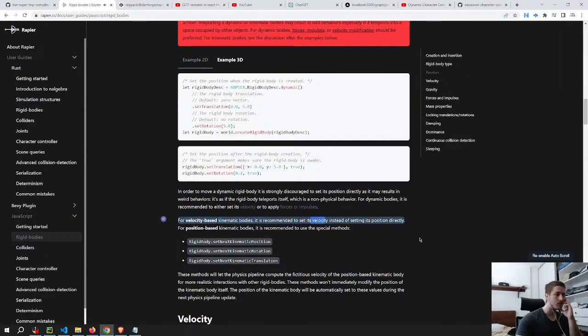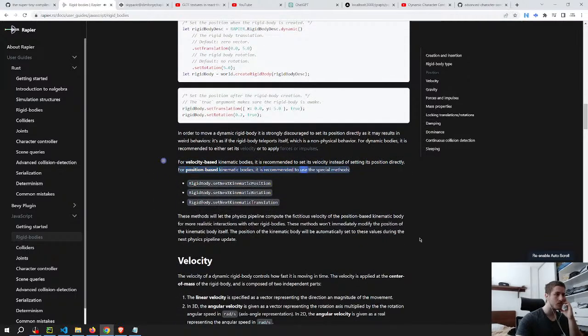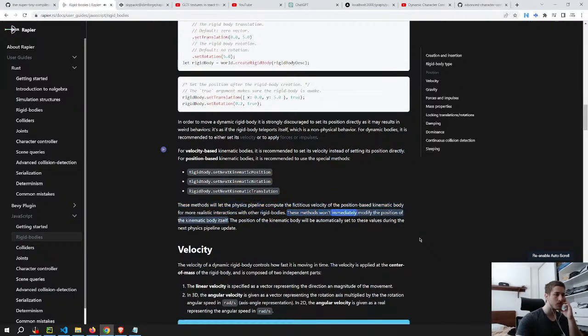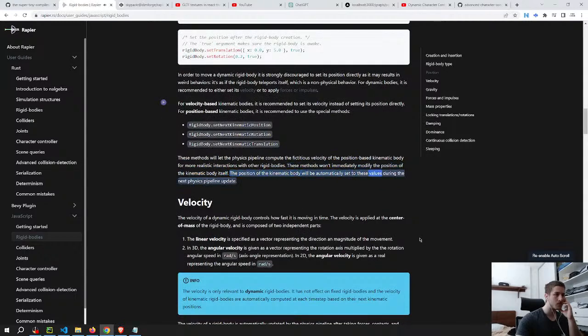For velocity-based kinematic bodies, it is recommended to set its velocity instead of setting its position directly. For position-based kinematic bodies, it is recommended to use the special methods: rigid body dot set next kinematic position, set next kinematic rotation, and set next kinematic translation. These methods will let the physics pipeline compute the fictitious velocity of the position-based kinematic body for more realistic interactions with other rigid bodies. These methods will not immediately modify the position of the kinematic body itself. The position of the kinematic body will be automatically set to these values during the next physics pipeline update.